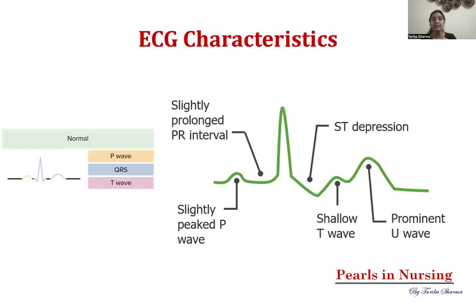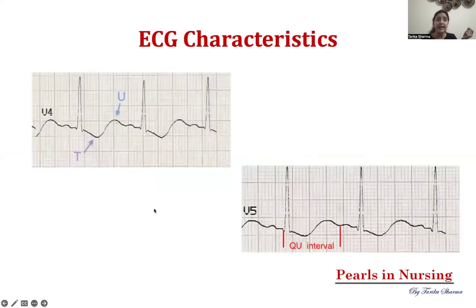So here you can see that if a person has hypokalemia, he can have a slightly peaked P wave. He can have a prolonged PR interval. There can be ST depression. There can be a shallow, inverted or flat T wave. There can be a prominent U wave seen. Here in this graph, you can see there is inversion of the T wave and presence of the U wave. Here you can see the joining of the T with the U, leading to a QU interval which is prolonged. So these things can be seen if a person has hypokalemia.